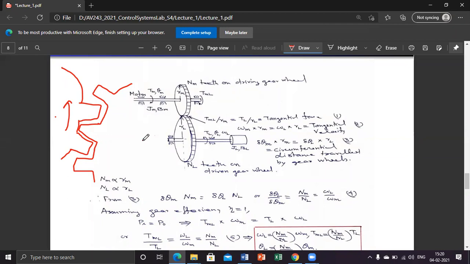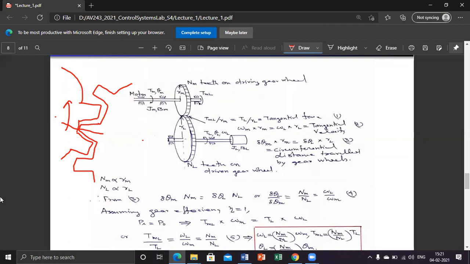Suppose we arrest this driven portion and try to move this driving wheel to and fro. Then there is a free angle, say plus 0.5 degree or minus 0.5 degree, it can move before engaging the mutual phases. Assume this is the neutral condition, and if you rotate like this, this phase will come and touch this phase, but there is a small clearance. Similarly, if you drive in the backward direction, this will come and touch here. This is the reason for play or backlash.